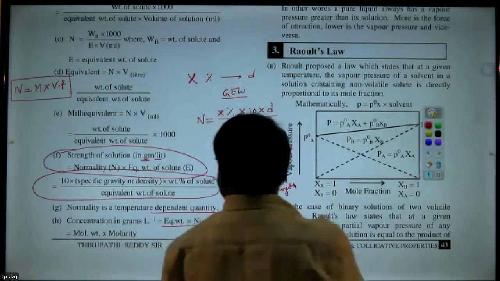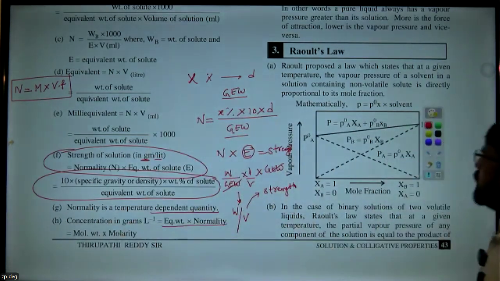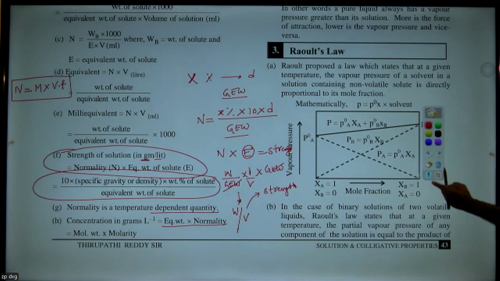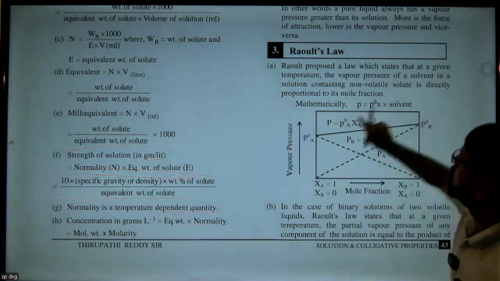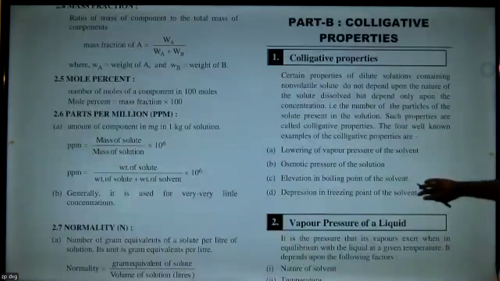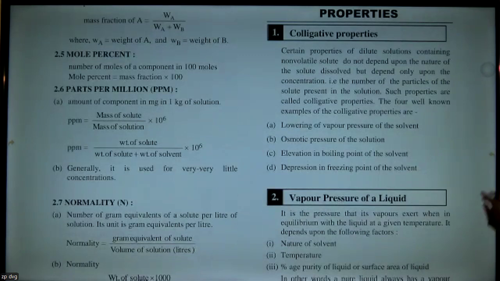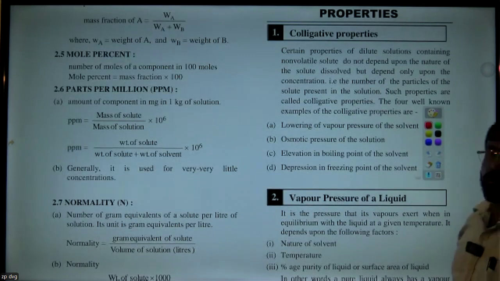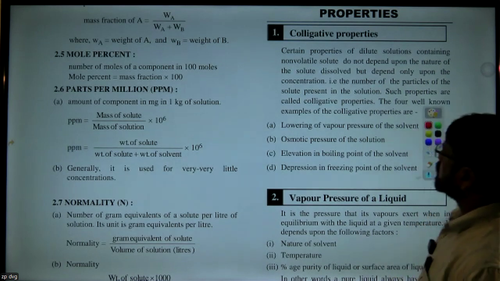Next, this is related to total normality. And let us go for the next one. Yes, colligative properties. What are colligative properties? Let us see colligative properties.